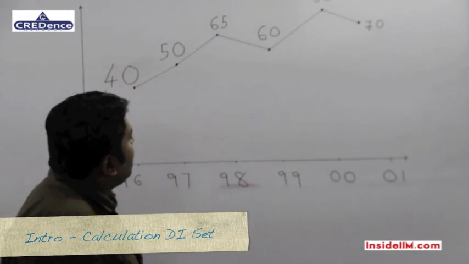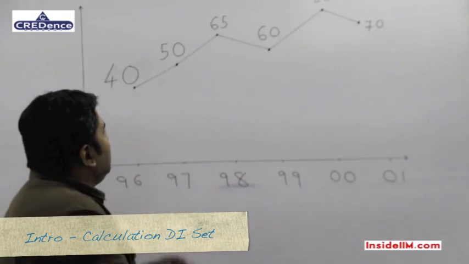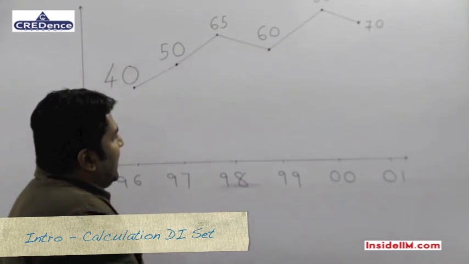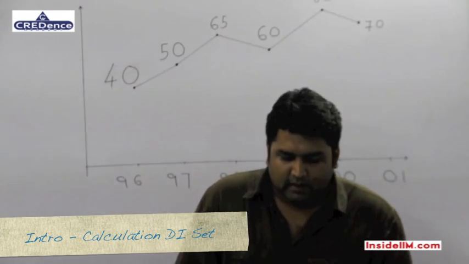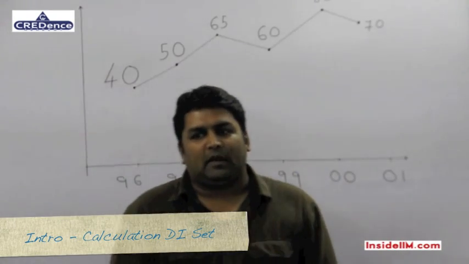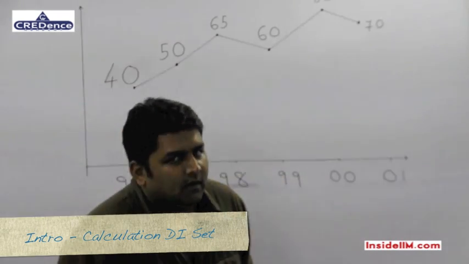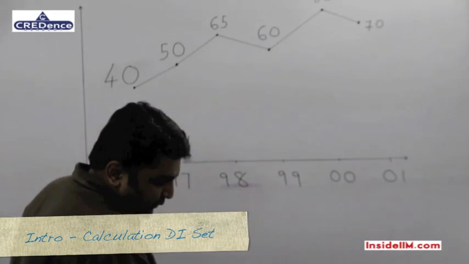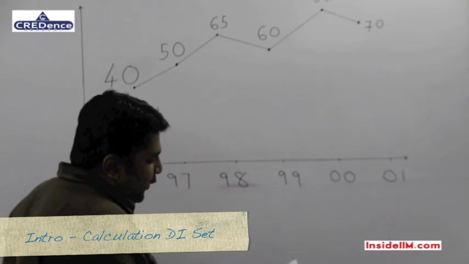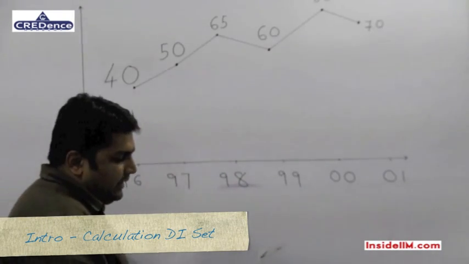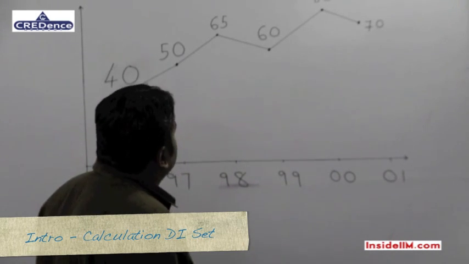Let's now look at a typical calculation DI set. Very basic line graph, values given at each juncture. If you have not downloaded the file for reference as yet, please pause the video and do so. Alright, so if you've read the question in the file, it says the following line graph gives percentage increase in number of electronic gadgets sold from the previous year.